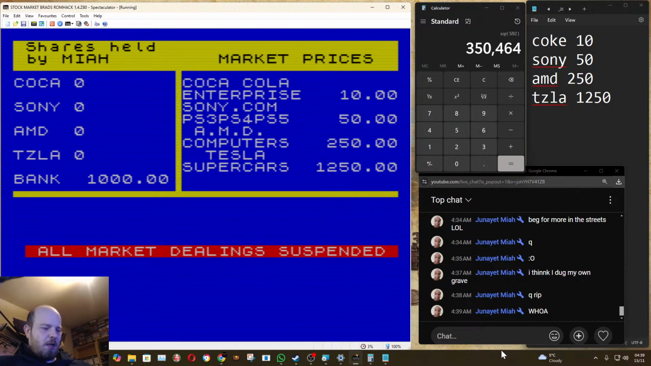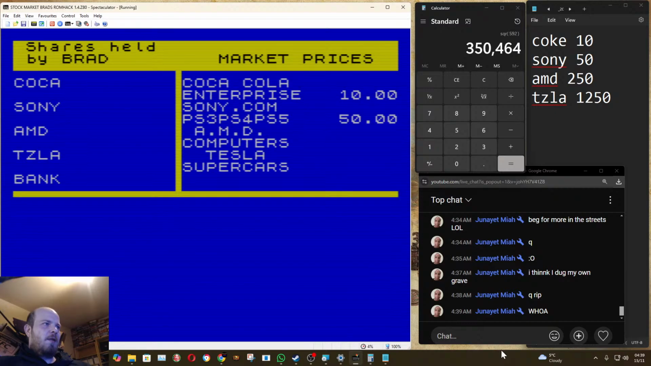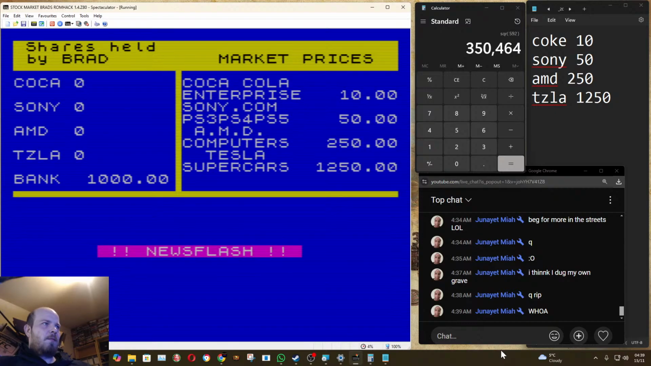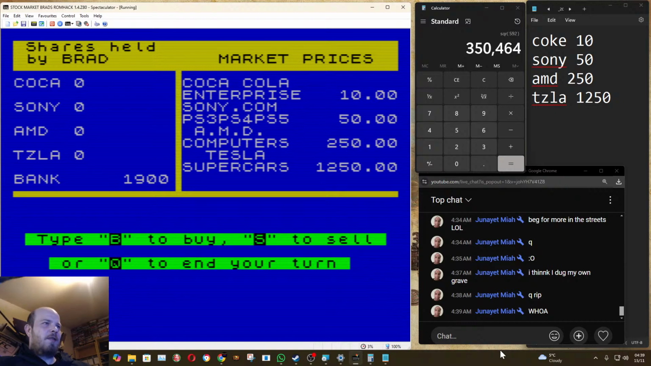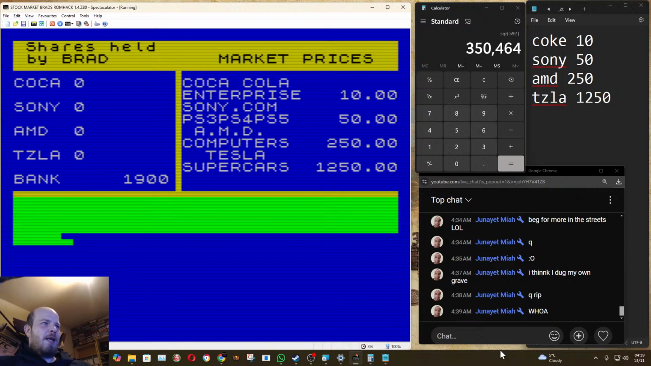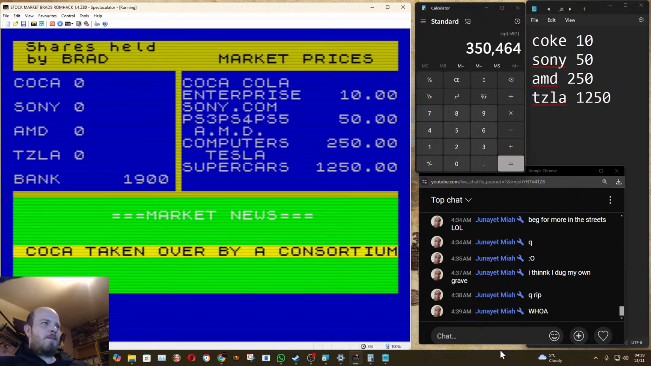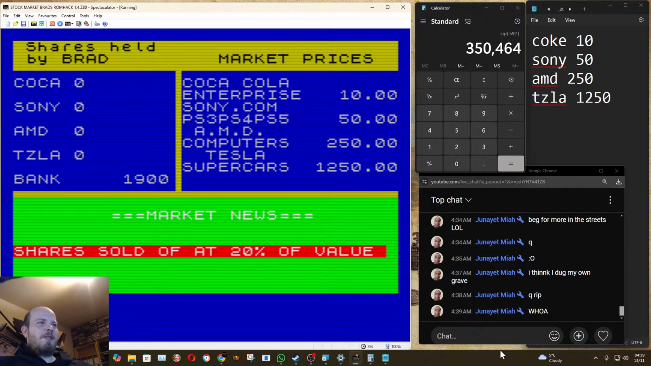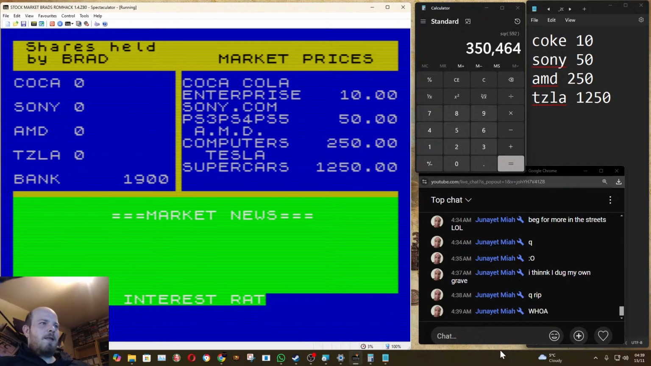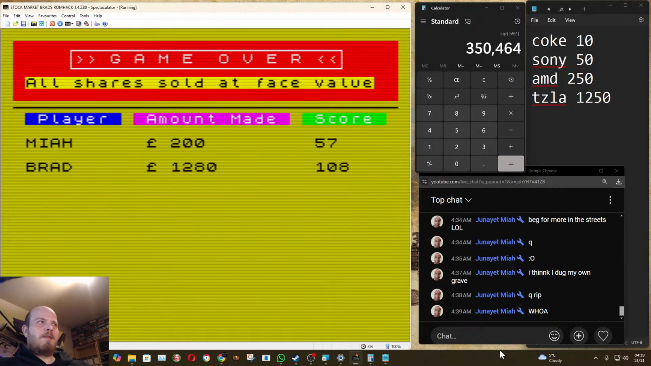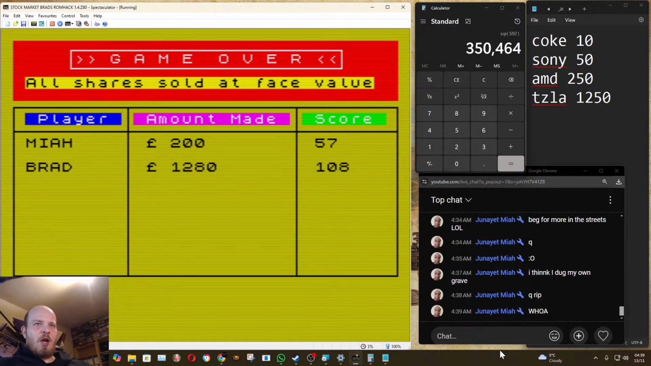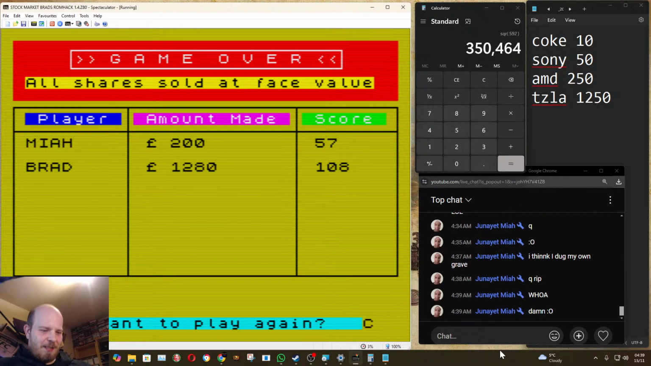Right, the market is closed day one, so... And I got a tax rate refund of 90% day one. That's not really fair, is it? Let's restart again. That's not really fair, is it? So I already started with double the money that you had. That's not fair, is it? Who programmed this game, right?